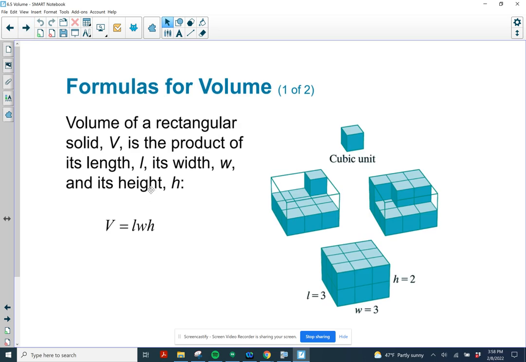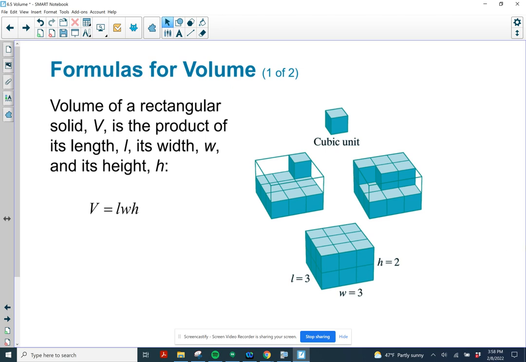So formulas for volume. Volume of a rectangular solid, so it has 90-degree angles at the corners. The volume of a rectangular solid is length times width times height. And you can see these lovely pictures here where they show us a cubic unit. So that would mean this is 1 unit on each, the length, the width, and the height. So 1 unit of length on each of those edges. So it's 1 cubic unit, 1 by 1 by 1.